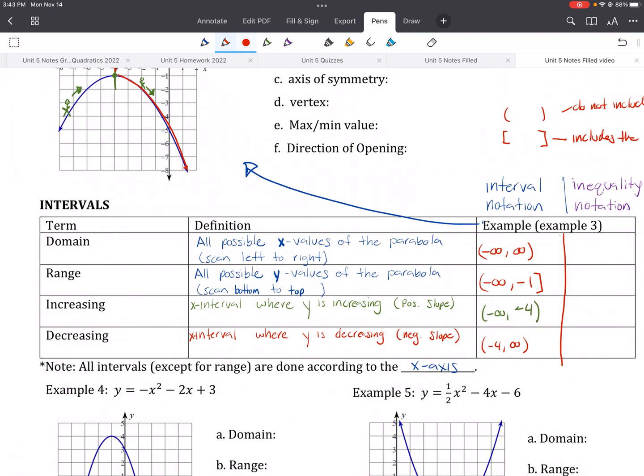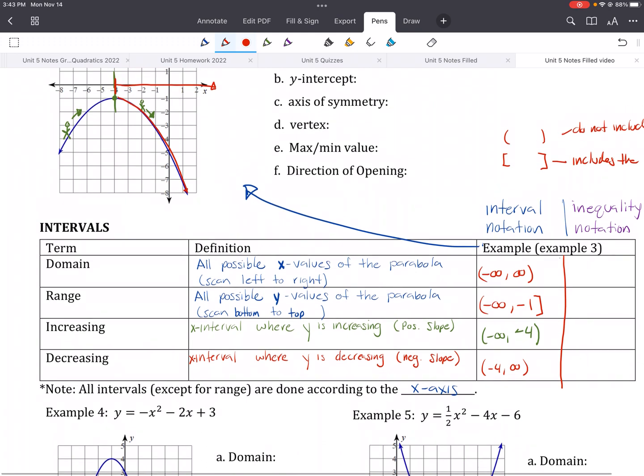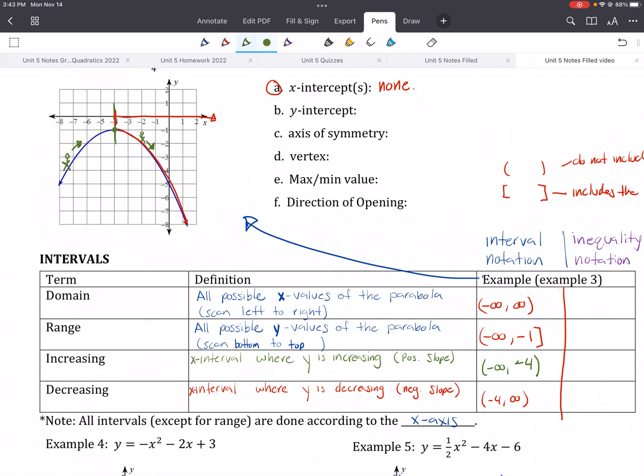All right, so domain is how far to the left and to the right, goes forever for the domain. Range is how low and how high. And then increasing is where we have positive slope. So that was everything on this side of the axis of symmetry. And then decreasing was right of that axis of symmetry.